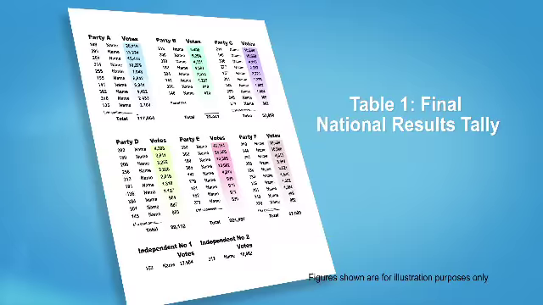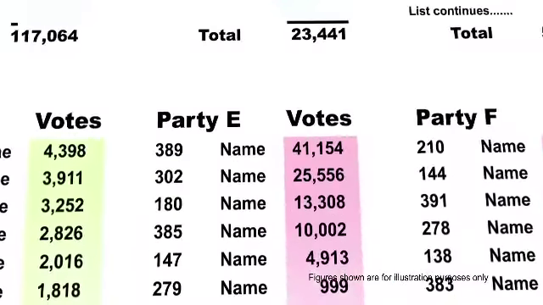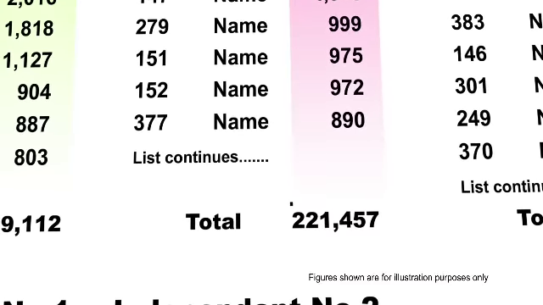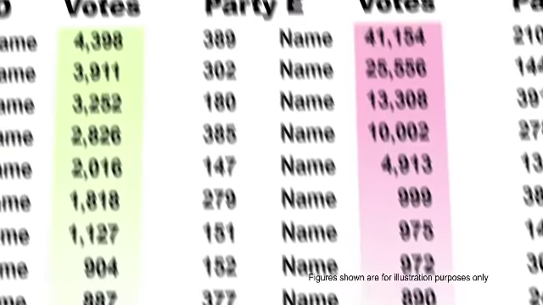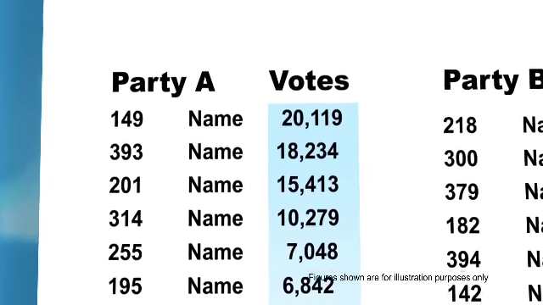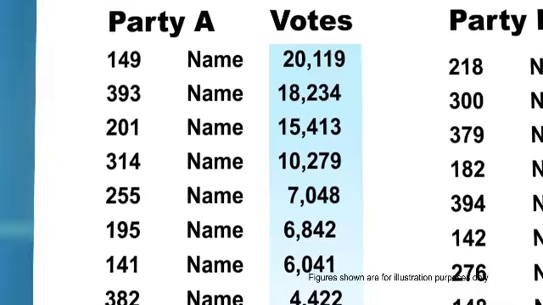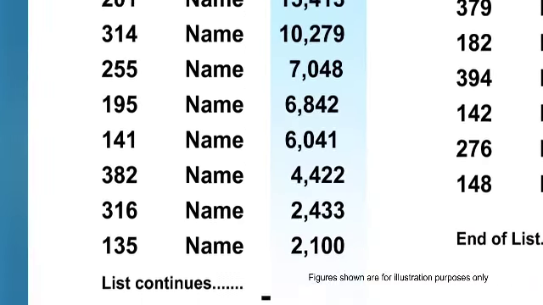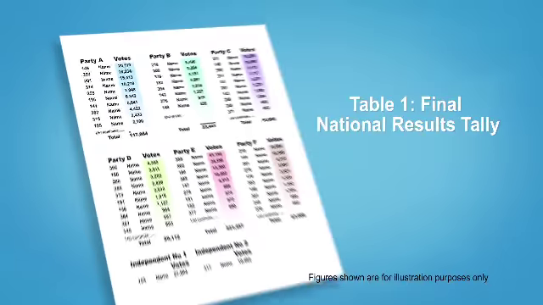This tally will contain the total number of votes received by each candidate and the total number of votes received by each political party. The party list of each political party will have been arranged in descending order, with the party candidate receiving the most votes listed at the top and the one receiving the least votes at the bottom. Table 1 presents a sample of how this will be done.